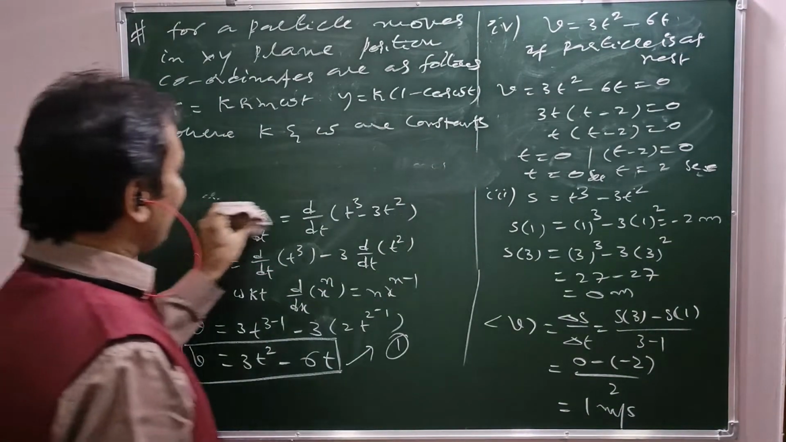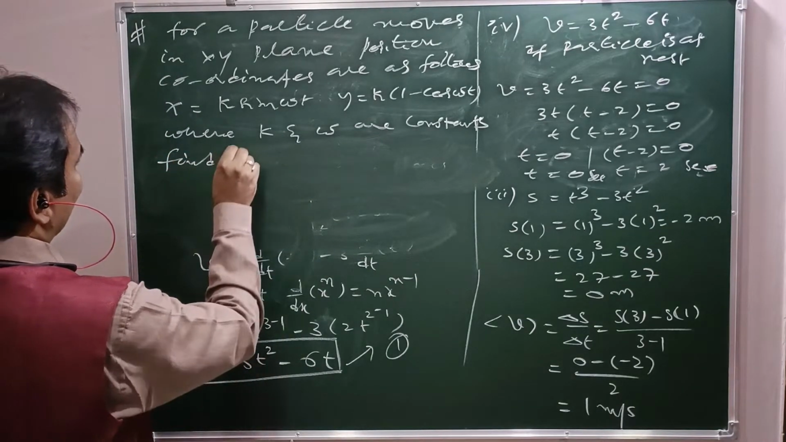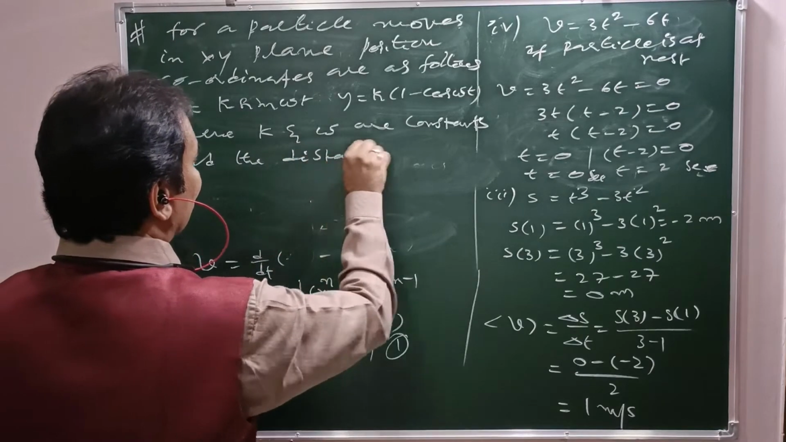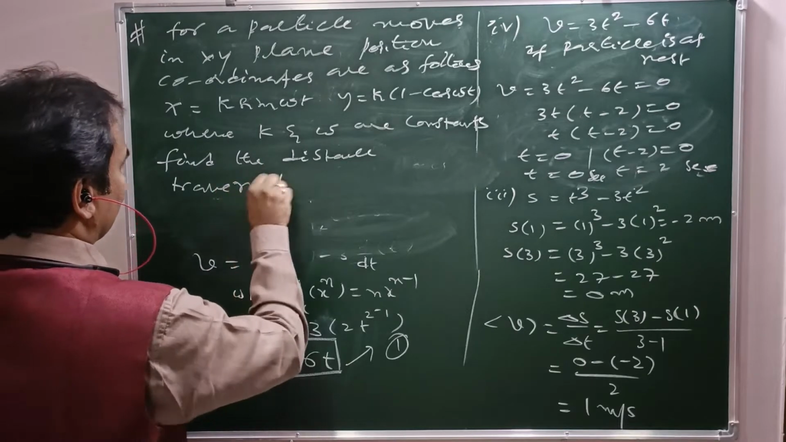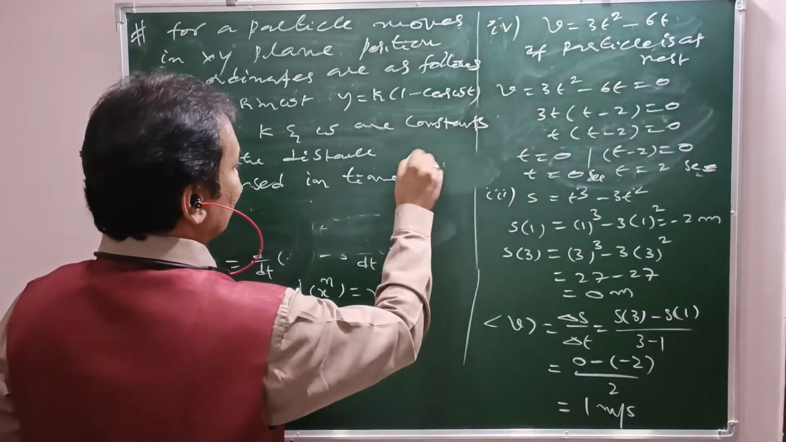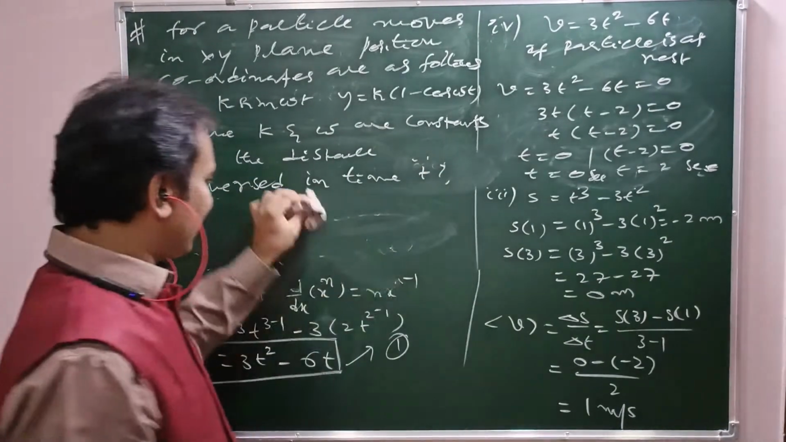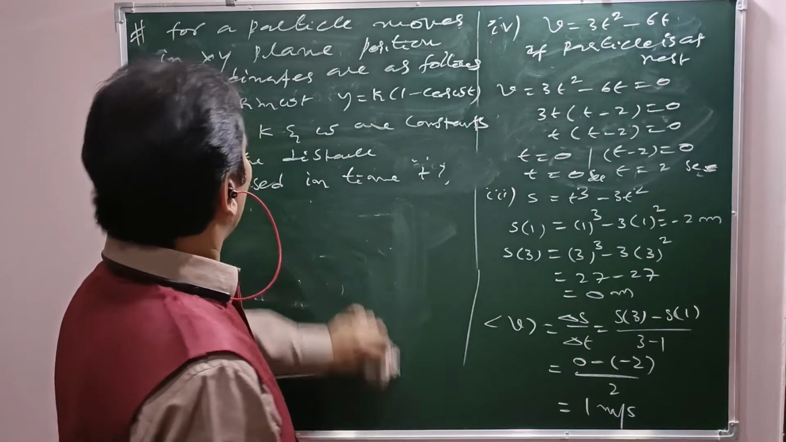Right? Now find the distance traversed in time t. Find the distance traversed by the particle in time t. That is the given question. Alright. Now, how to solve this sum?